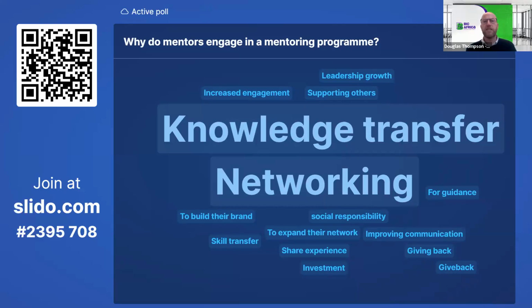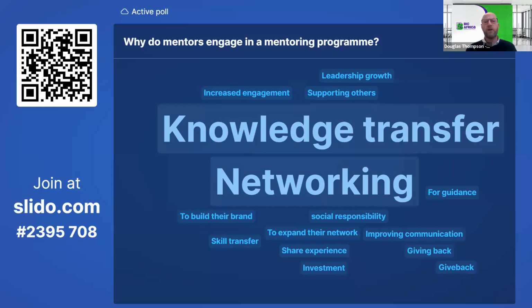So these are very interesting indeed. Knowledge transfer and networking. I think networking is very clear. Whenever we talk now to more and more mentors, they see it as a way of entering into the network, expanding their ecosystem, expanding the knowledge transfer, both from them to the mentee, but also the mentee's knowledge transfer to them.